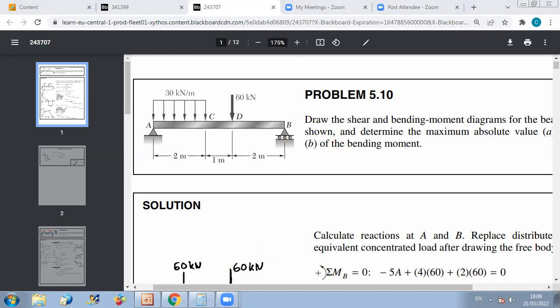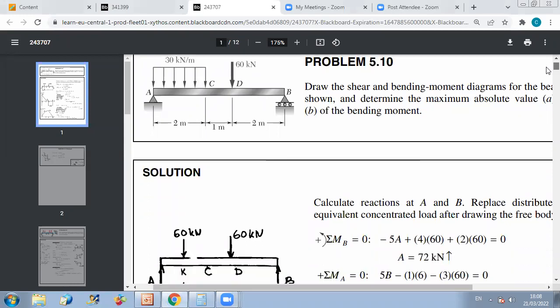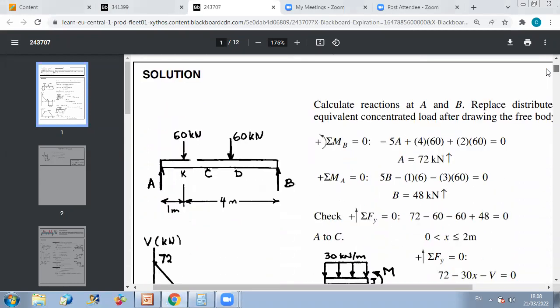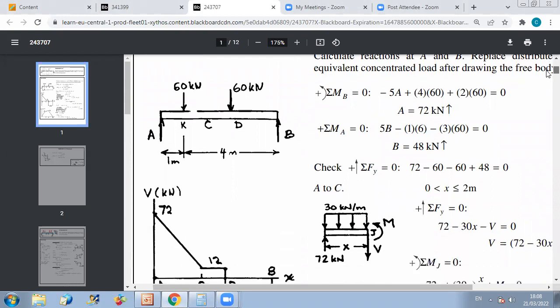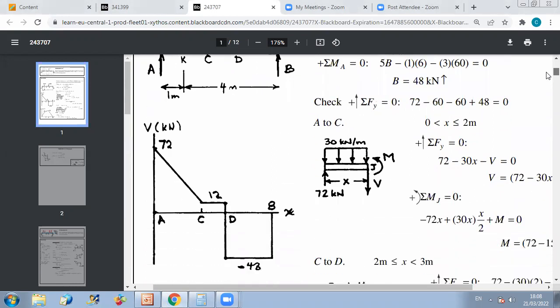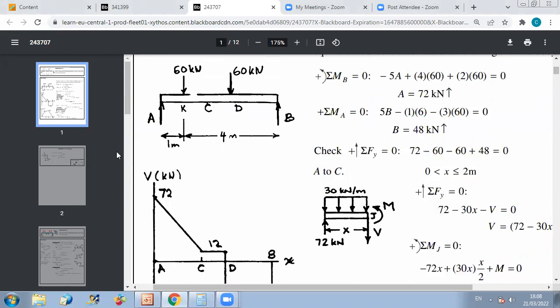So this is for the area method to draw the shear diagram. Now, another method is the section method, which is used in this problem here. If you want to use the section method, then you will develop for any position x between A and C, what is the equation of shear?